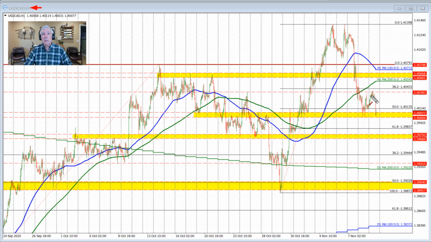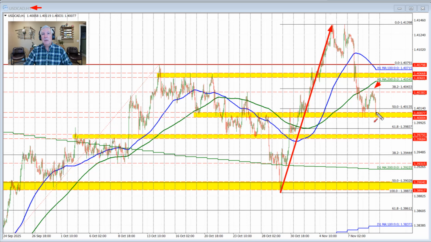You can see how the price initially moved higher in the Asian Pacific session into the European session, but we moved back up toward that 38.2% retracement of the move up from the end of October high to the beginning of November low. That 38.2 came near the 1.404333 level, and the price rotated back to the downside.